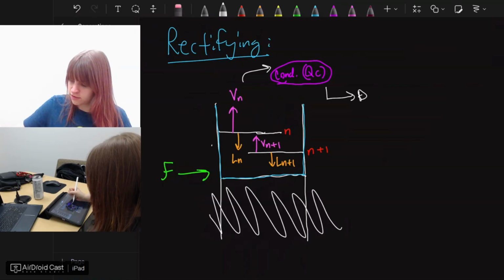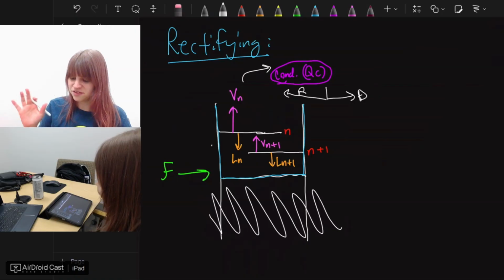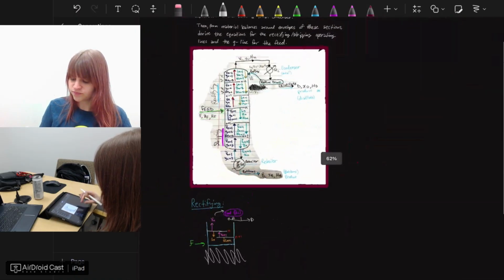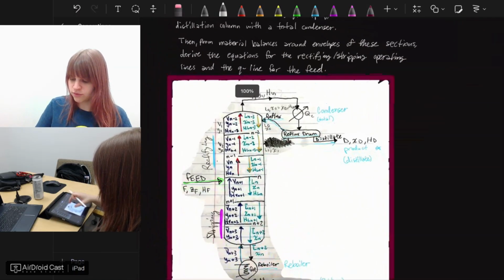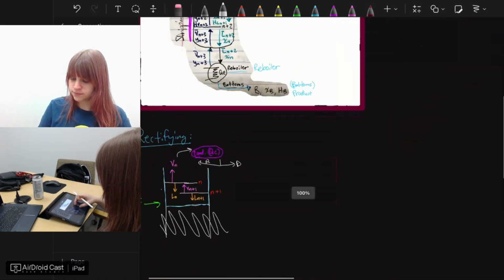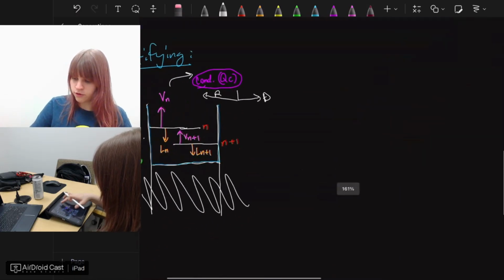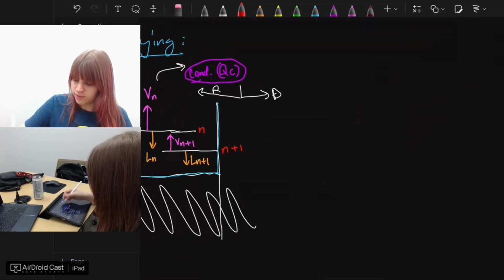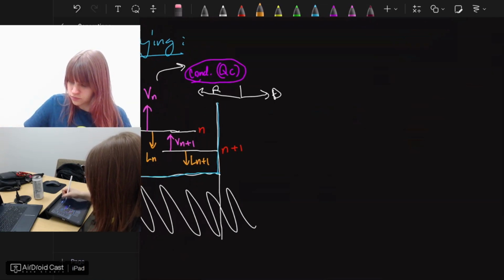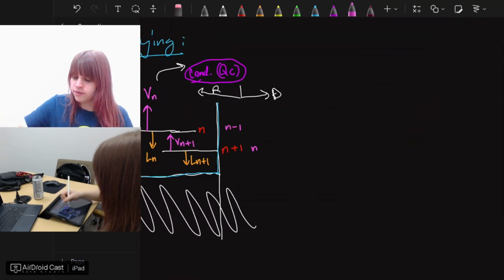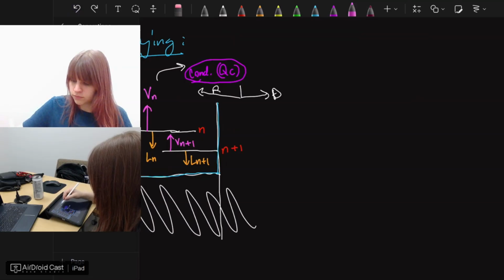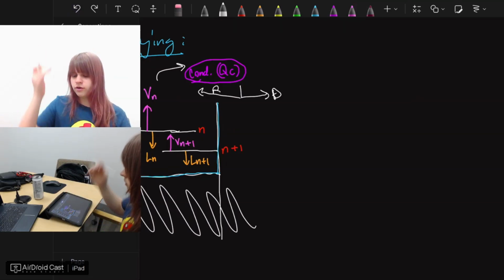This is our distillate, and then our reflux. Obviously this is not the best diagram, but you can kind of see how it relates to that one up there. Also, if you wanted to, you could label this as N and this as N-1. It's the same thing. Subtracting just means you're going up the column.